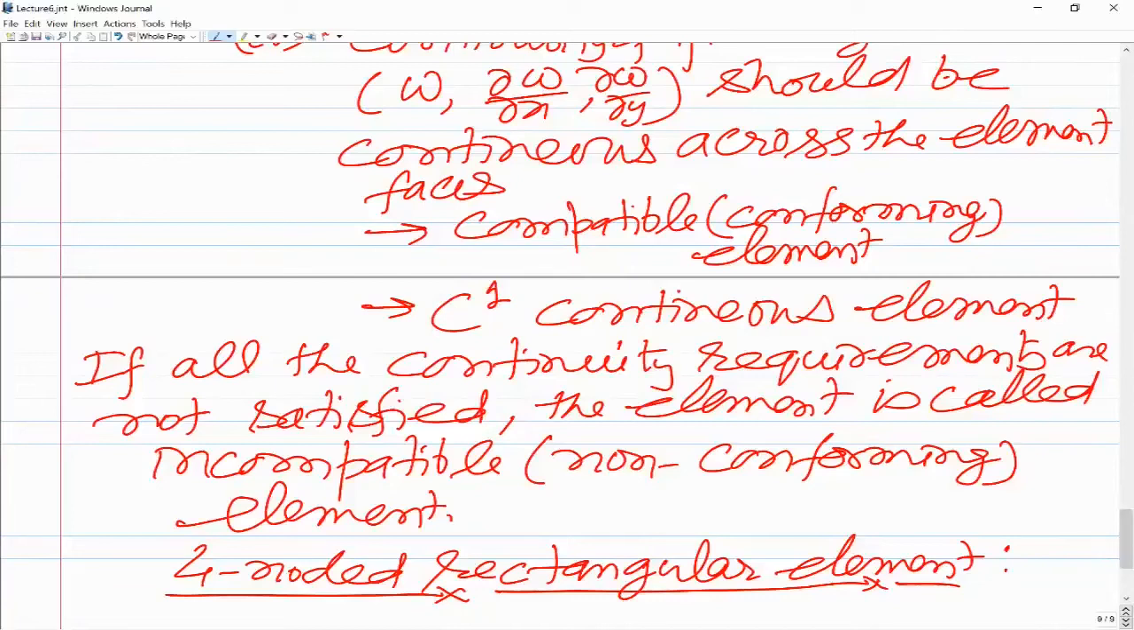Is that clear? C stands for continuity, 1 stands for the order of derivative. Because this element requires W as well as its first derivative to be continuous, that is why it is known as C1 continuous element.